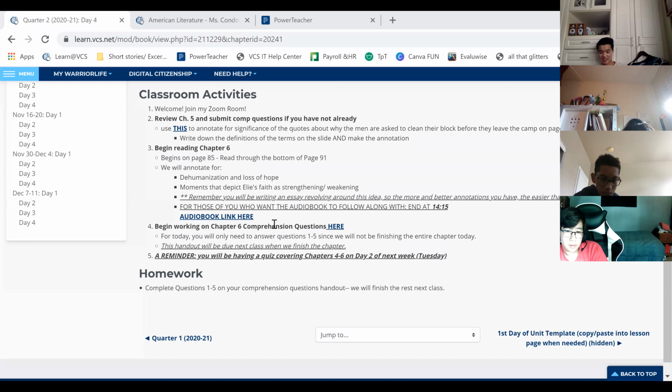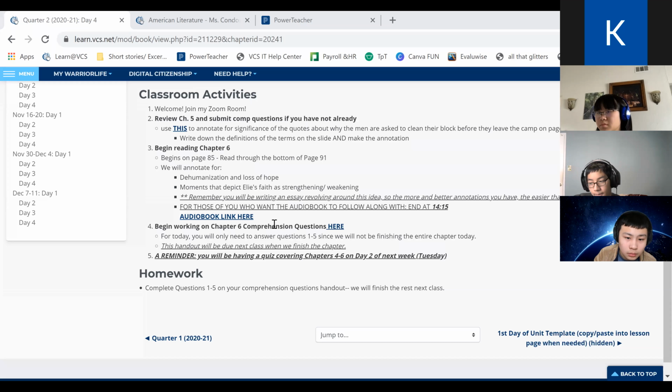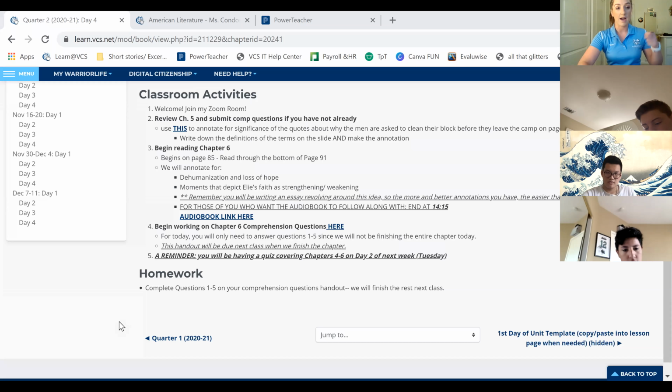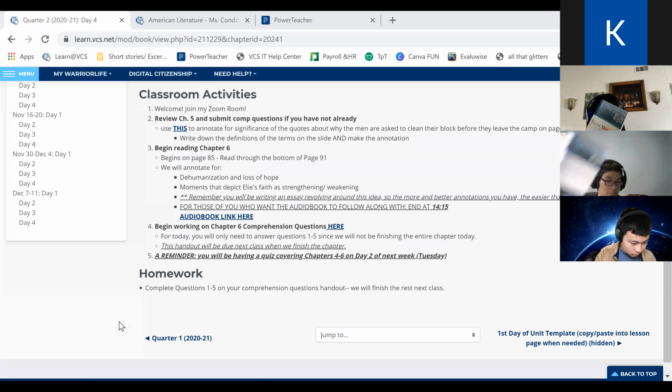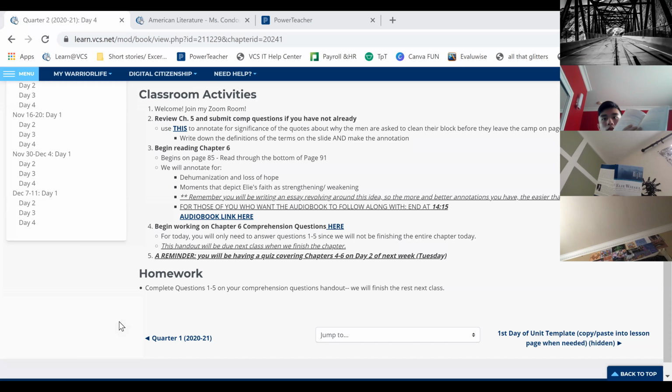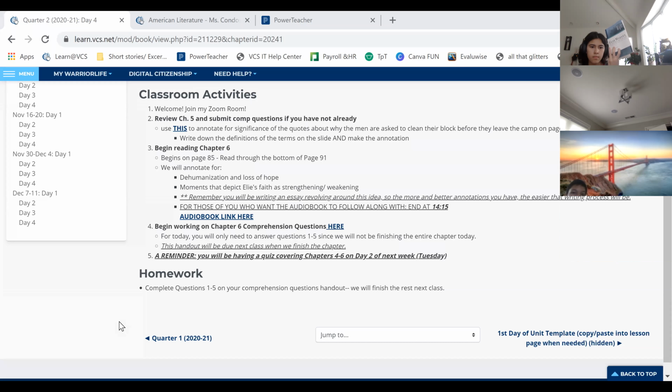I am going to share once again with you the lesson plan because now it is your time to read. You need to read from page 85 to 91. I am going to ask that you all show me your books right now so I know that you have your book and you're ready to go. Hold up your book to your camera. All right. Wonderful. Great job, guys.